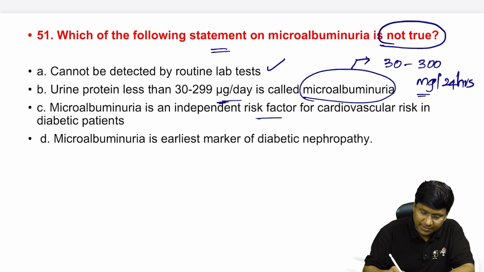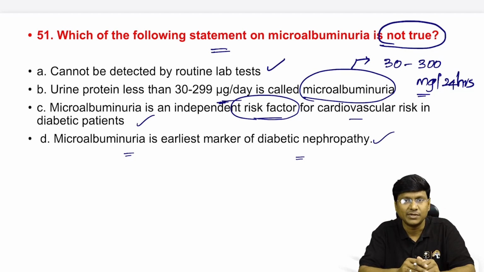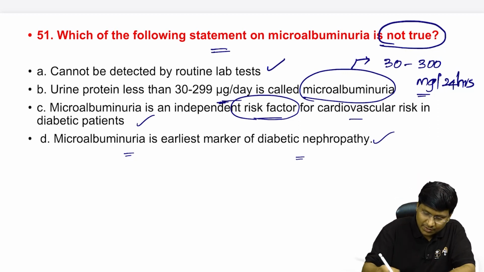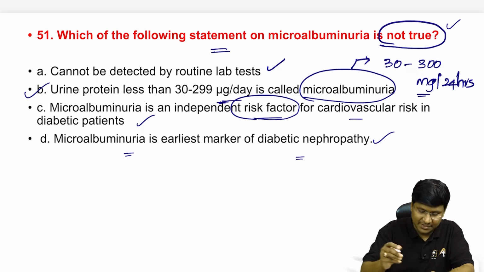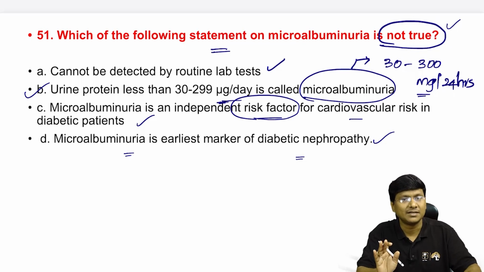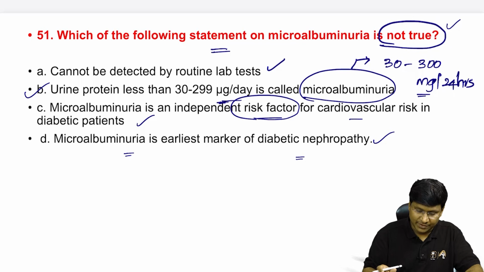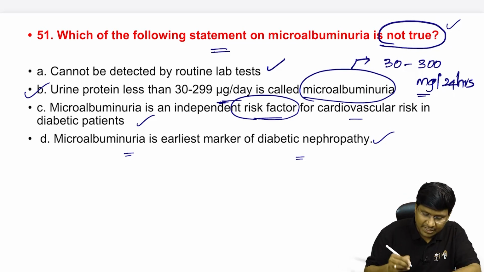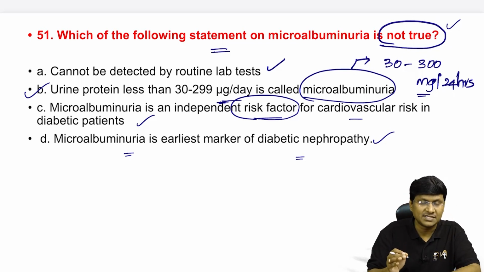And microalbuminuria is an independent risk factor for cardiovascular risk in diabetic patients. Yes, that is a true statement. And microalbuminuria is the earliest marker of diabetic nephropathy. Yes, that is also a true statement. So which is the false statement? That is B, 32 to 99 micrograms per day is called microalbuminuria is an incorrect statement, right? Next question. And please remember, in diabetic nephropathy, one of the earliest manifestations that can be seen is microalbuminuria.